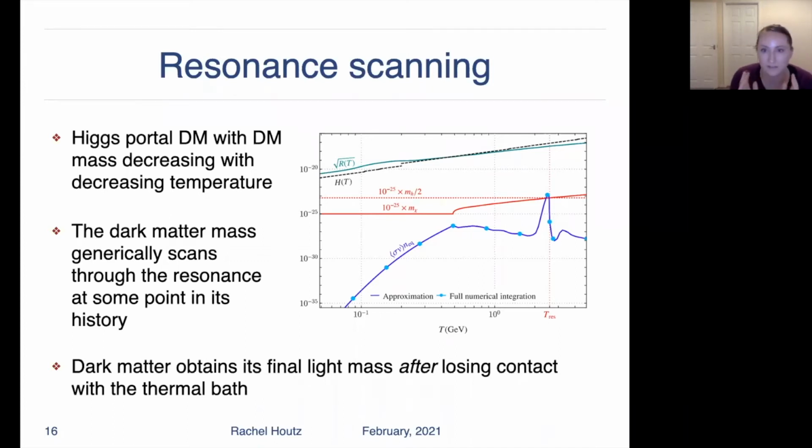And so the idea is that given this setup, we have dark matter mass that generically scans through the resonance at some point in its history, right? You can vary the different parameters and get different final masses for the dark matter, but all of it remembers this history of resonant enhancement. And then dark matter obtains its final light mass after losing contact with the thermal bath. So the idea is that it either was never in equilibrium or it exited equilibrium after the resonance. And then the phase transition continues and then ends, and it obtains its light mass after it's no longer in thermal contact with everything else.